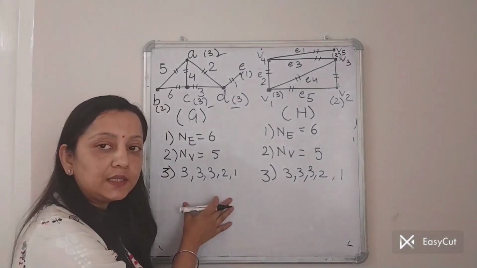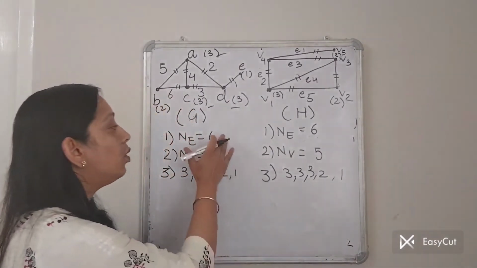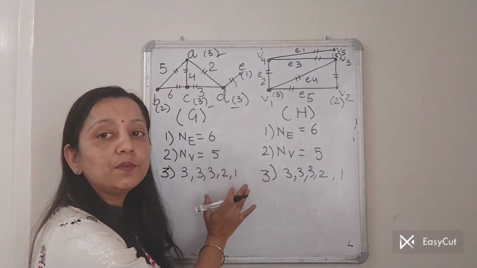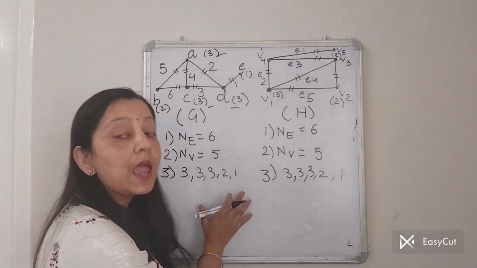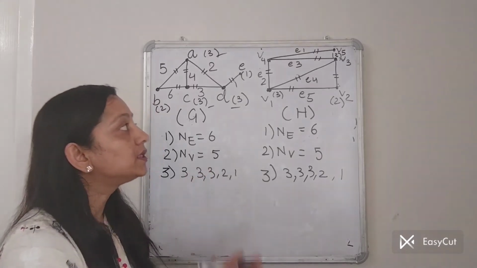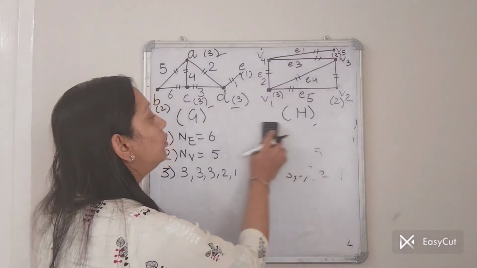So you can clearly see that the degree sequence is the same for both graphs. Both of them have the same number of edges, the same number of vertices, and the same degree sequence. Now it's our turn to find the function mapping between these two graphs.